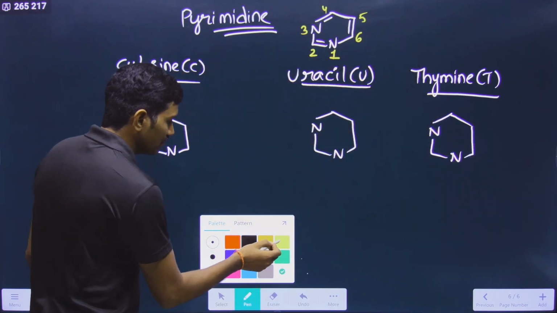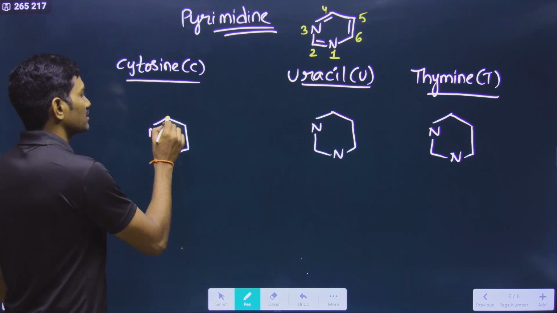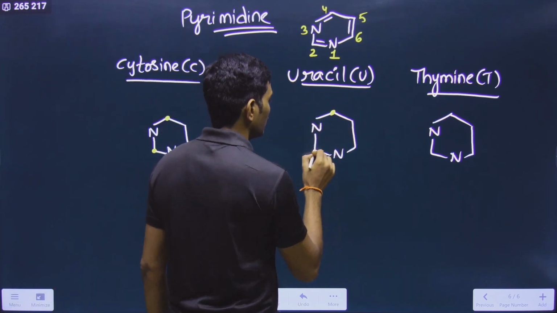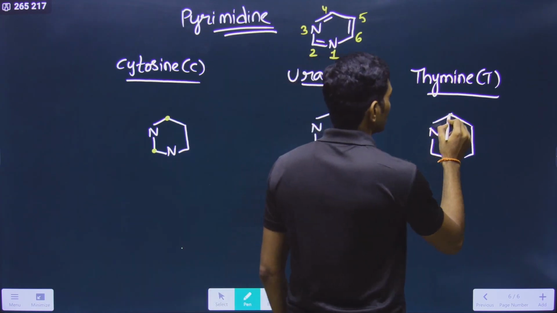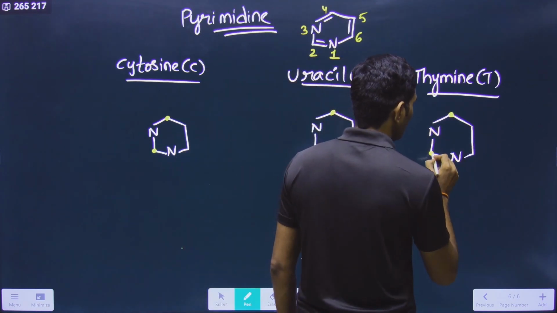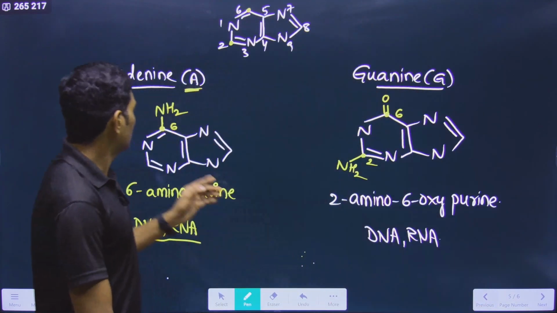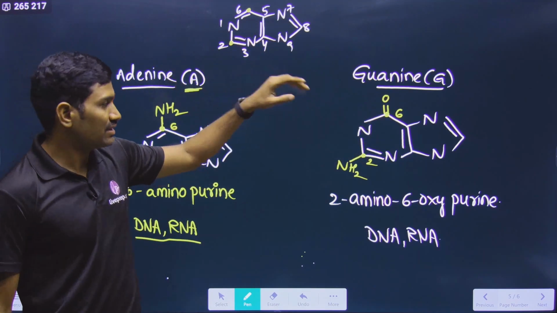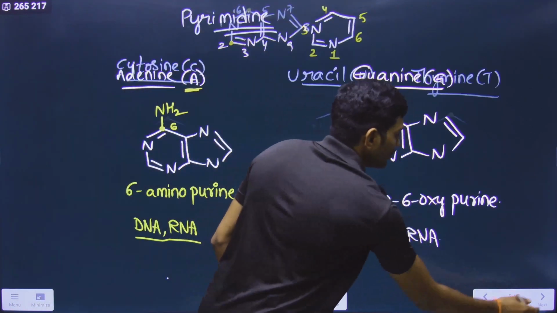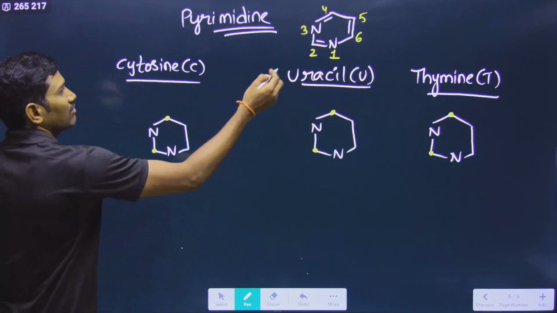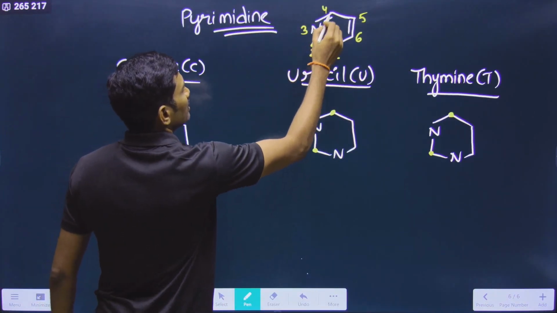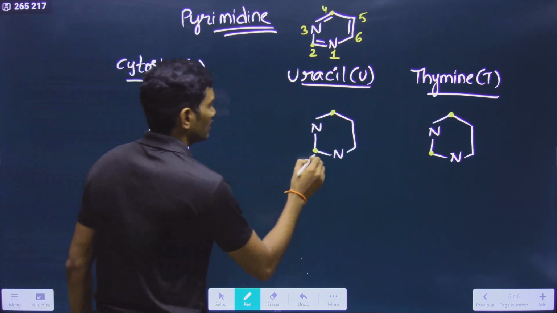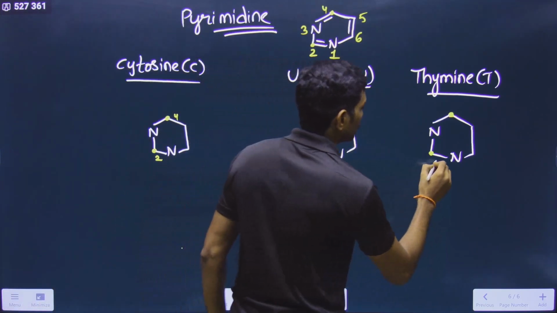But if you observe very carefully, in all these cases, these two positions are affected. These are the two positions that are affected. Observe carefully. Here also, here only one. Here also these two. But the numbering in purines is different. That's why 2 and 6. But here, what is the numbering? What is this position and this position? 2 and 4. This is 2, this is 4.